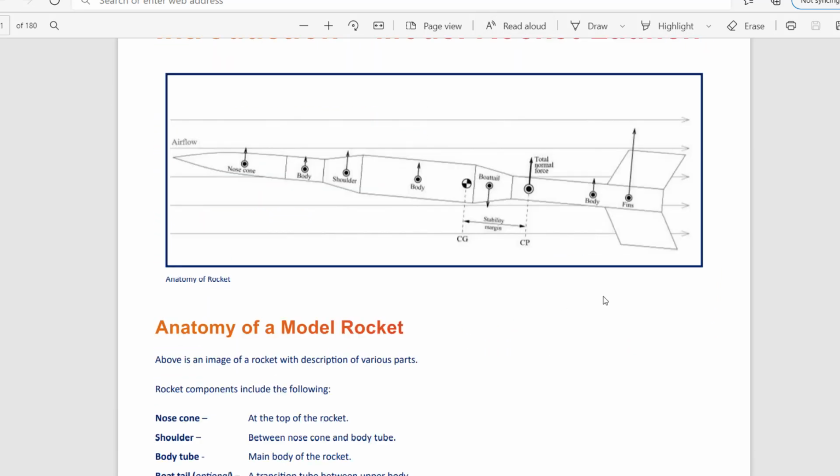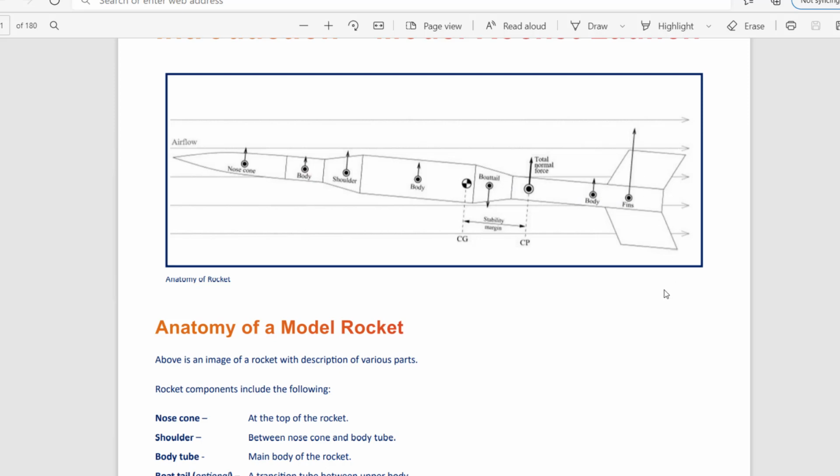Anatomy of a model rocket. For this particular rocket, you have a nose cone, you have the body tube, you have a shoulder, you have a body tube again of a different diameter than this body tube, then you have a boat tail, and finally you have another body tube whose diameter is equal to this diameter. And then of course you have the fins.